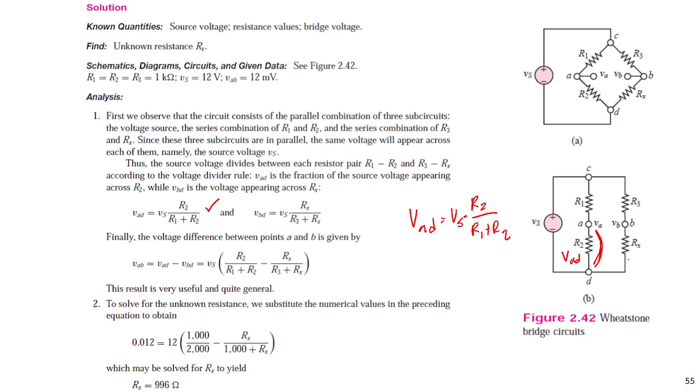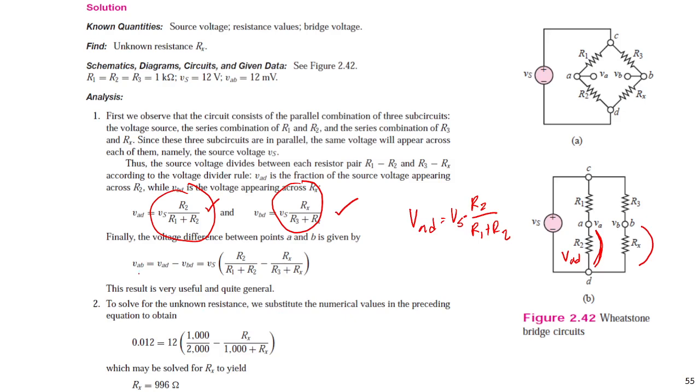And the voltage across Rx is VBD. VBD will be Vs multiplied by Rx divided by R3 plus Rx. The difference between VAD and VBD would be VAB. So we can move Vs outside the bracket, and we get Vs times R2 divided by R1 plus R2 minus Rx divided by R3 plus Rx.